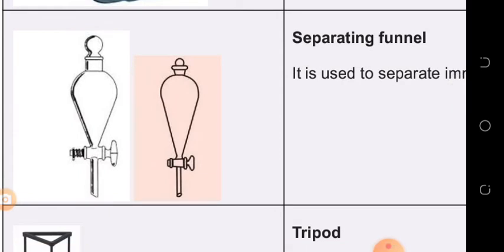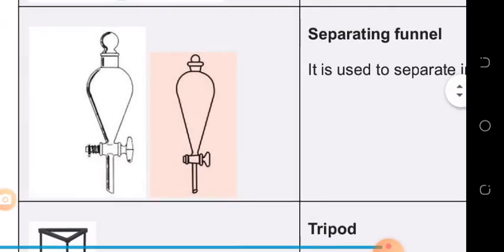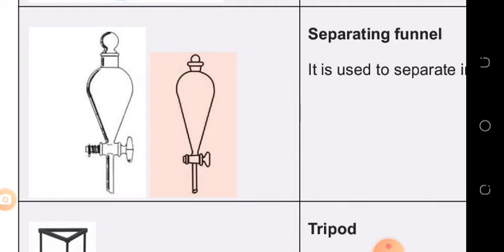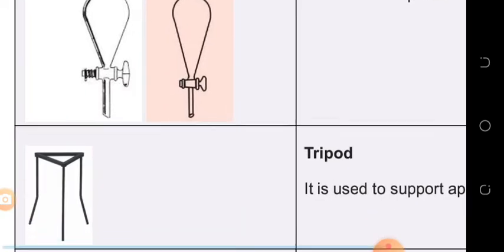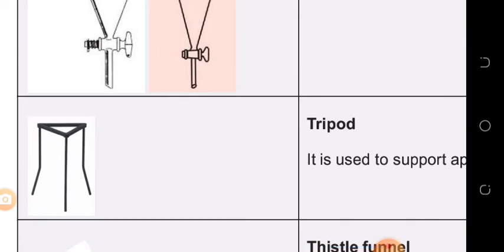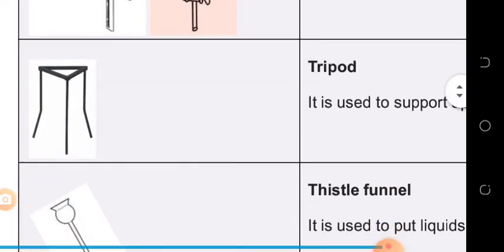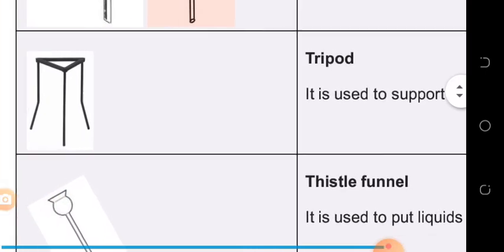Separating funnel, it is an apparatus which is used to separate immiscible liquids. These are liquids which do not mix completely. So it means that during experimentation, they form two different layers. So this separating funnel has the top layer and is able to separate those two different liquids which have not mixed completely. Sometimes those liquids which do not mix completely, we call them heterogeneous mixtures.